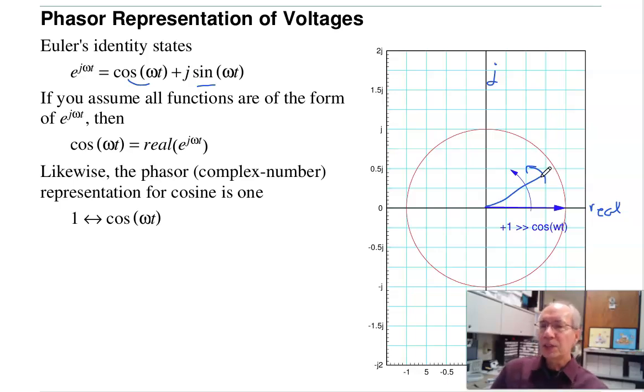Now, if I assume all functions are in the form of e to the j omega t, I can pull out the part that I see on the oscilloscope by taking the real part. The real part of e to the j omega t is cosine omega t. That gives you the phasor representation of cosine. In phasors, everything's the complex exponential. The way to represent cosine is 1 times e to the j omega t. So in phasors, 1 represents cosine.